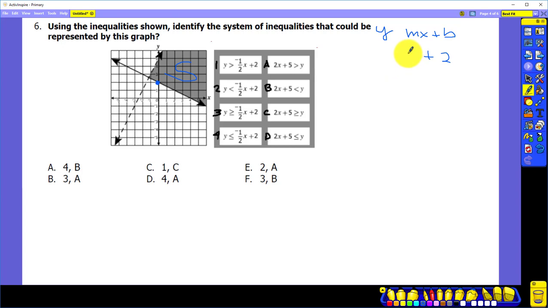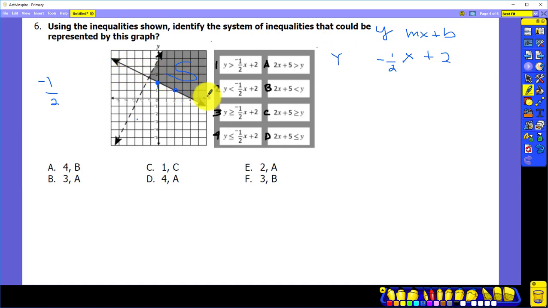To get my slope, I need to get another point. So I think we can use this point over here. Now remember, my line is falling from left to right, so I should have a negative slope. So from here, I'll go down, that's -1. So that's a -1. And then run to the right is +2. So the slope here is -1/2 x.